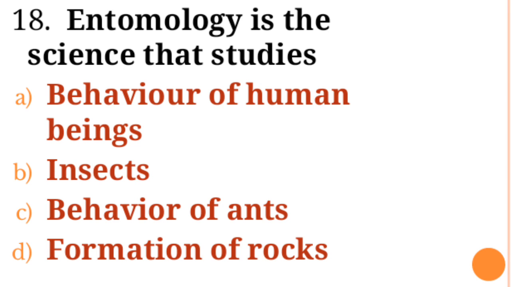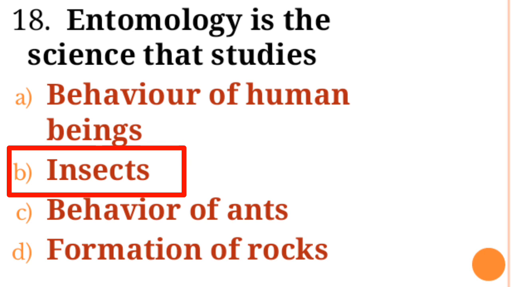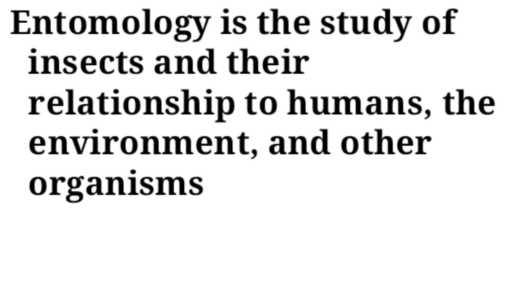Next question. Entomology is the science that studies options A. Behavior of human beings, B. Insects, C. Behavior of ants, D. Formation of rocks. Answer is B. Insects. Entomology is a study of insects and their relationship to humans, the environment, and other organisms.